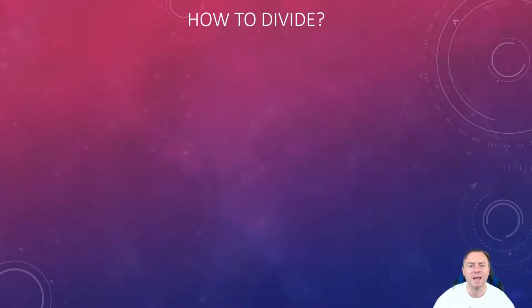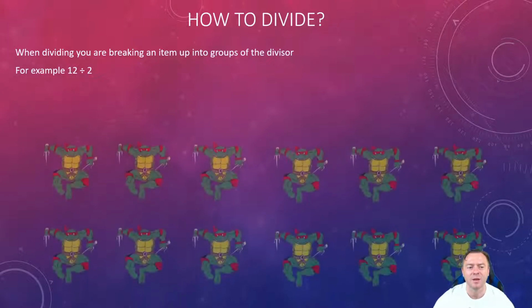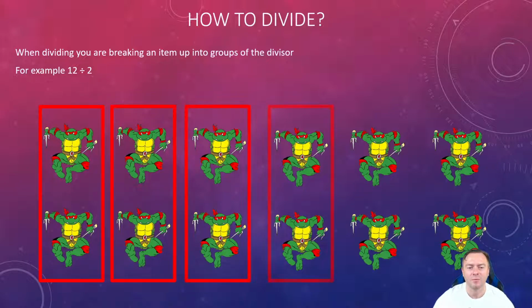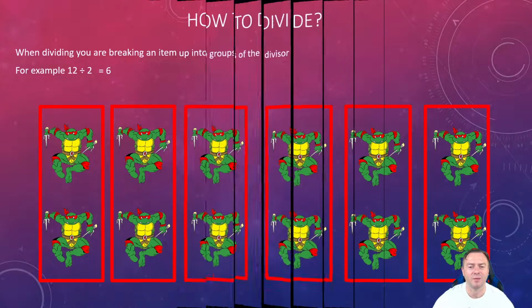So it's super useful basically for encrypting text. So first question is, how do we divide them? When dividing, you're basically breaking up into groups of the divisor. So for example, if we do 12 divided by 2, that's the same as if we had 12 Ninja Turtles and we broke them up into groups of 2, right? We're breaking them up into the parts or sharing them out appropriately so they're equally balanced. So then that's why that is equal to 6. So we actually have 6 groups of 2 Ninja Turtles. Okay, so this is an important concept of why dividing works.